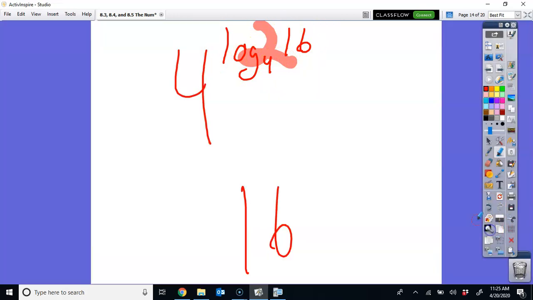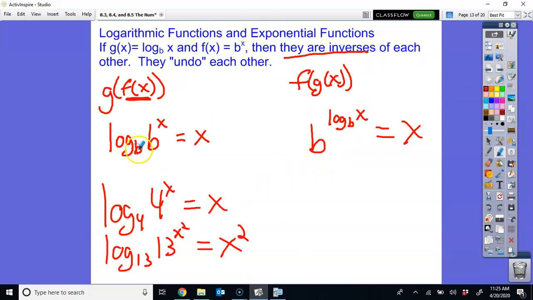Well, if the answer to that whole logarithm is 2, what's 4 squared? 16. So essentially, anytime you have the same base, it cancels out to just whatever's here. They are inverses of each other. They undo each other. So that's the last main thing with logarithms that you need to know today.